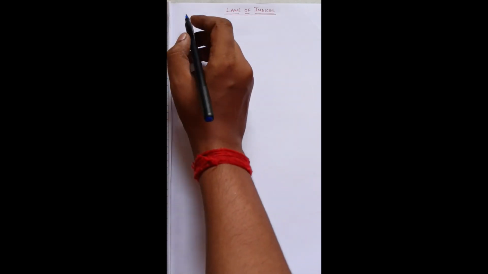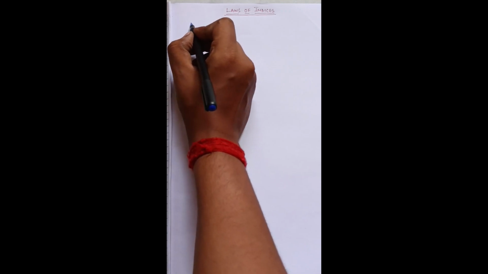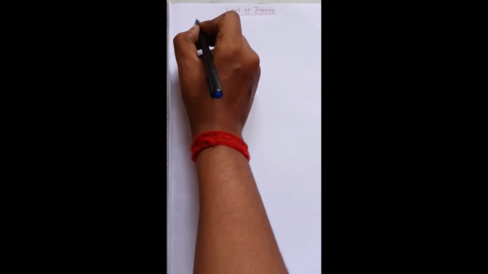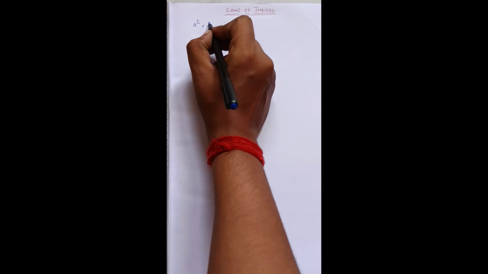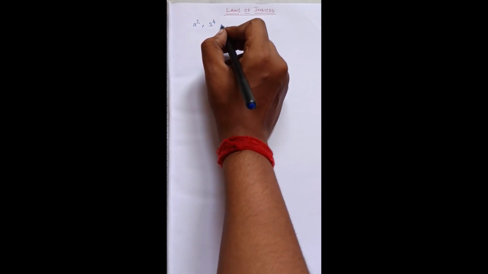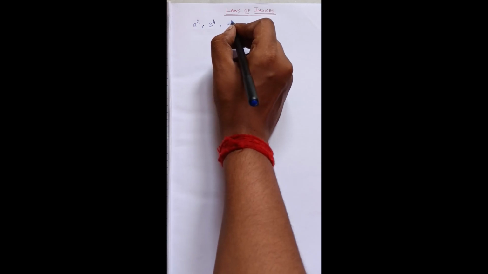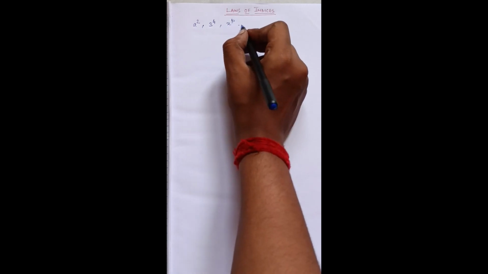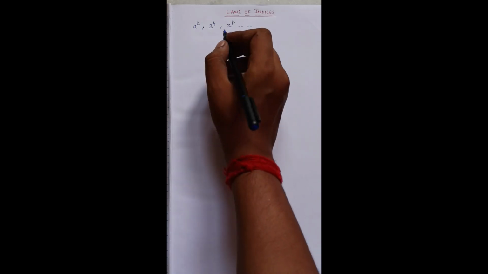So let's begin. First of all, we are very much familiar with numbers like a to the square, numbers like 3 to the power 4, or anything like x to the power p, and so on. So in this lecture series today we'll study this type of numbers. So let's consider one example.